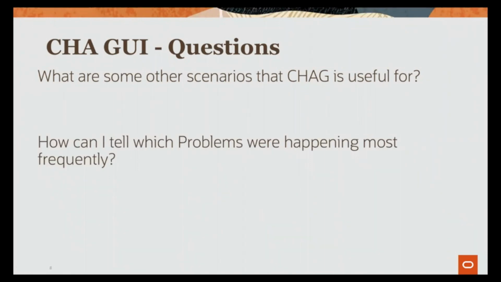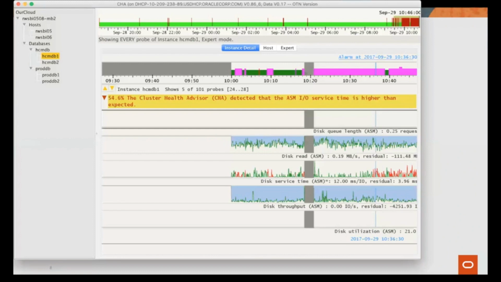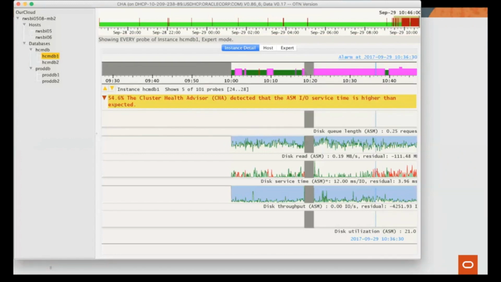So how can I tell which problems were happening most frequently? We saw that timeline up there. Is there a correlation? You were mentioning this color. Is that an indicator of the frequency or the type of problem? Yeah, and in this instance, this ASM I/O service time issue is an issue which is recurring.